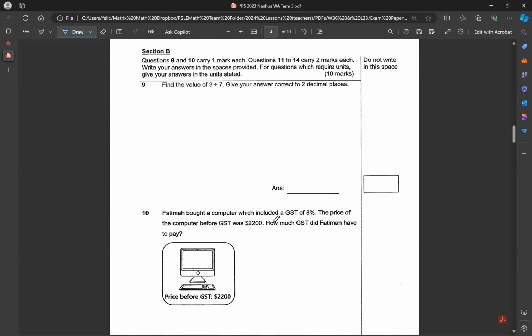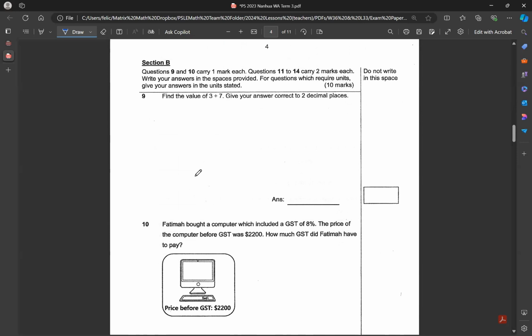Okay, I'll move on to question 9. Find the value of 3 divided by 7. Give your answer to 2 decimal places. The answer in decimal means that from here, you can actually go on to do a long division. So 3 divided by 7. When you do long division, make sure you know where to put 3. 3 should be inside, and 7 is outside. So 3 divided by 7.